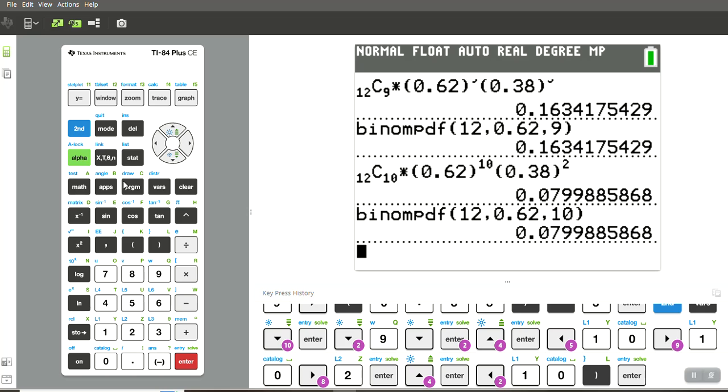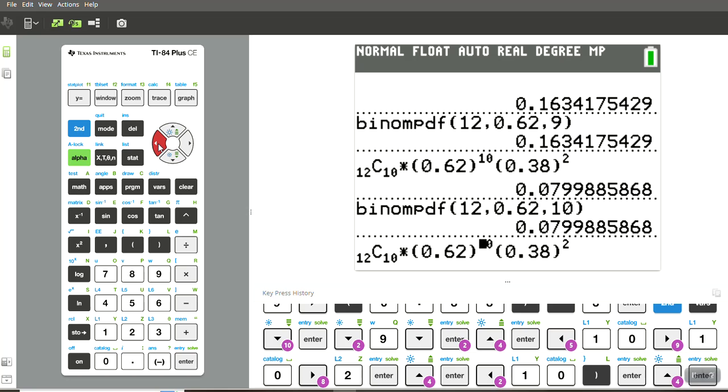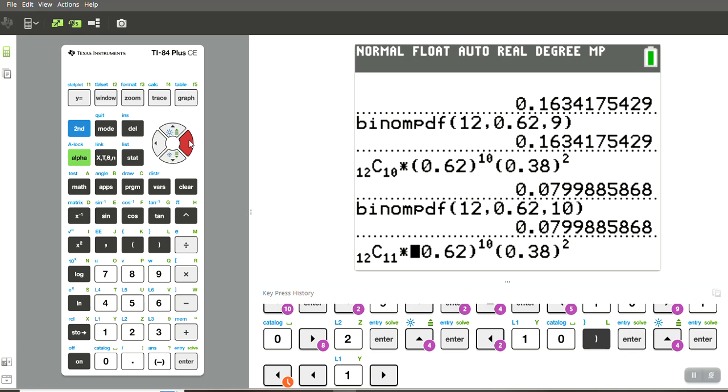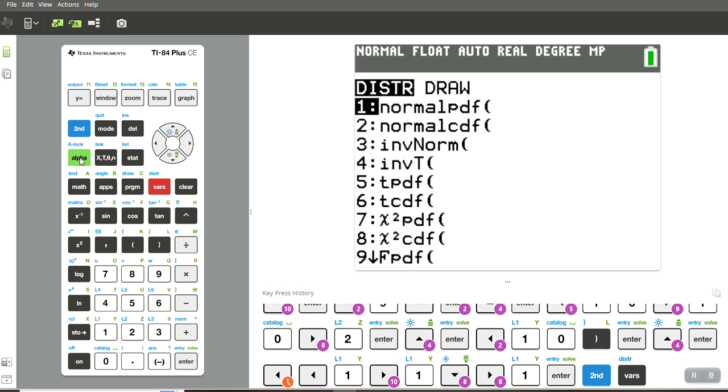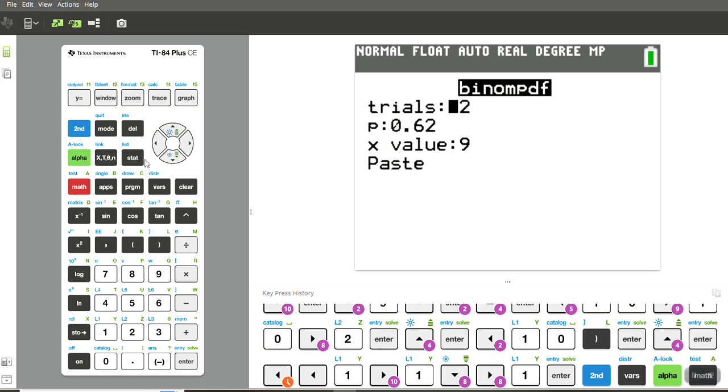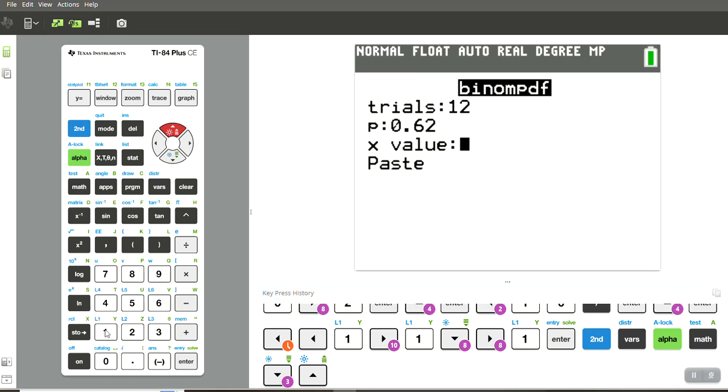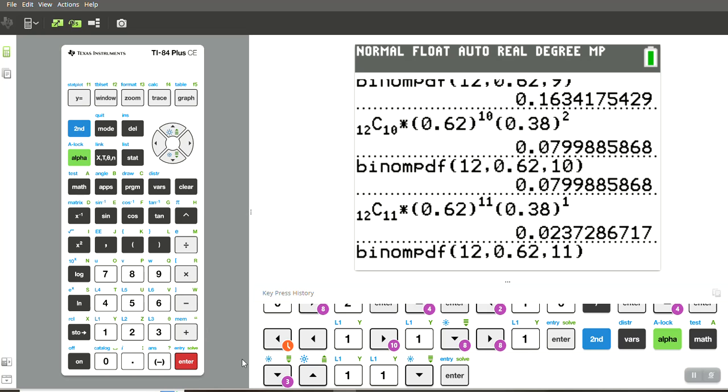We still have 2 more. We have to find the probability that 11 of the 12 use their smartphones in meetings or classes, and all 12. So by hand, I would paste this, or do it by hand and start over, and change both of those 10s to 11, and this to 12 minus 11, which is 1. Or just use the binomial probability distribution. You can also push alpha 8 to get right into that menu and change this to 11. It's a little easier to just modify the pasted version from the home screen.